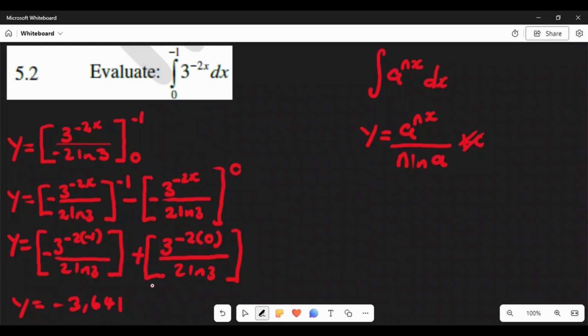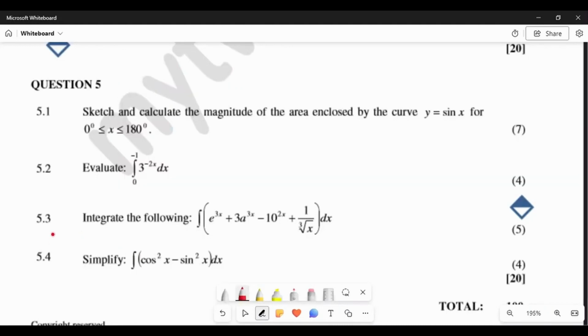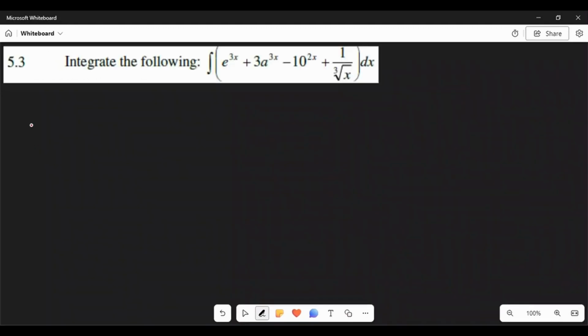And guys, let's go and do question 5.3. Alright guys, so let's look at 5.3. As you can see, in 5.3 they want us to integrate the following. We have this long polynomial integration. So let's just take this and paste it somewhere where there is space so we are able to do it. Alright guys, so this is 5.3.